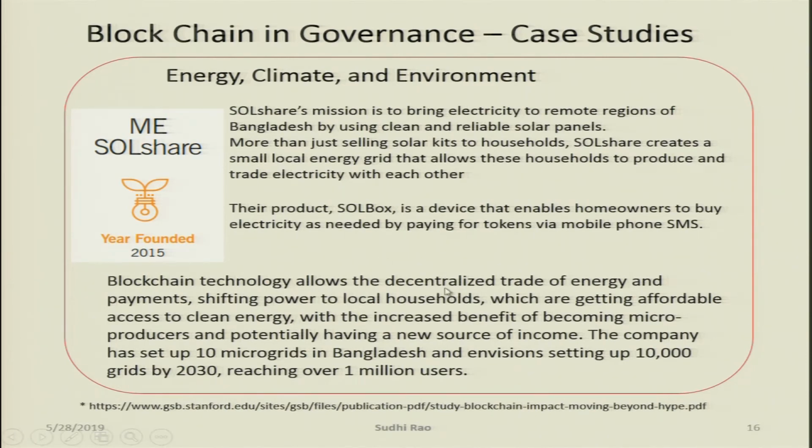Blockchain technology allows the decentralized trade of energy and payments, shifting power to local households which are getting affordable access to clean energy, with the increased benefit of becoming micro producers and potentially having a new source of income. I have a big yard, I do not have any other business, I can use it to generate power and sell it to the shop which pays me, which is a source of income for me. The company has set up 10 microgrids in Bangladesh and envisions setting up 10,000 grids by 2030, reaching over 1 million users. This is an application of blockchain in the energy field in a developing nation.